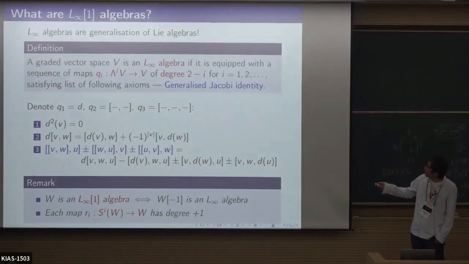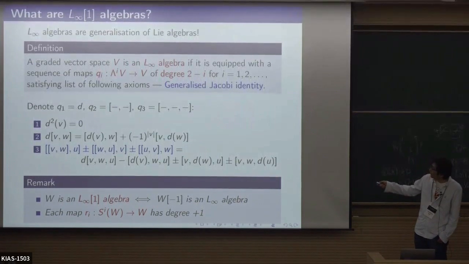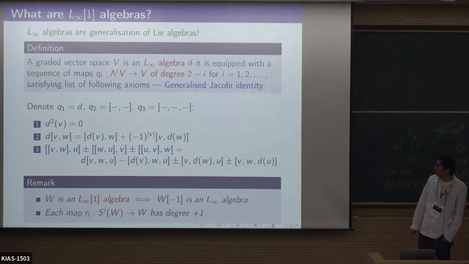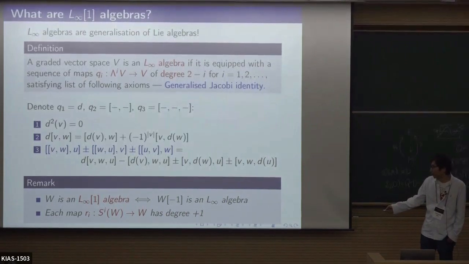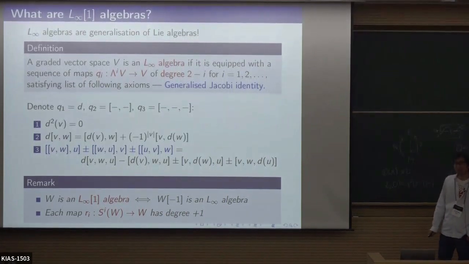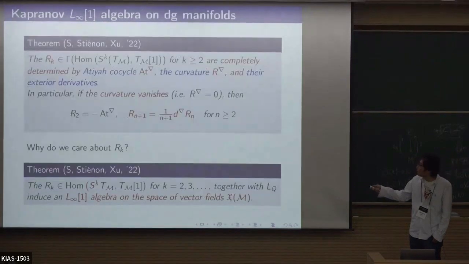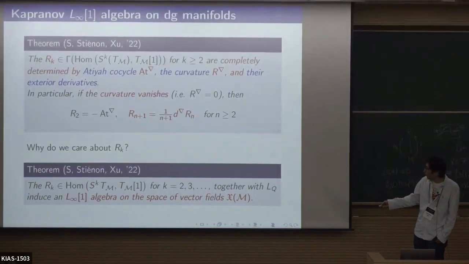And this is just a notational matter. Here I use V in the L infinity algebra, and these degrees are 2 minus i, but if we shift V by 1, then all the Q_i end up having degree 1. So you have an infinite sequence of maps R_i, which corresponds to Q_i, merging from the degree shifting. They all have degree 1. That's why I use the notion L infinity 1 algebra, so that it's easier to write.